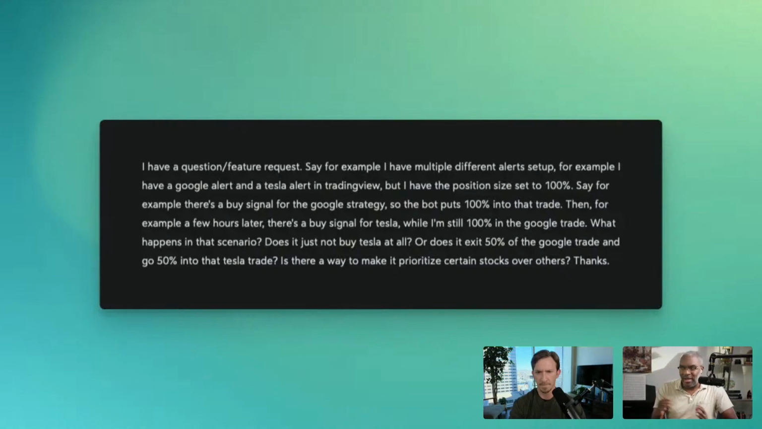Does it just not buy Tesla at all? Does it exit 50% of the Google trade and go 50% in Tesla? Is there a way to make it prioritize certain stocks over other stocks?